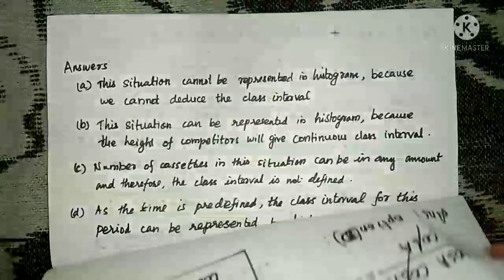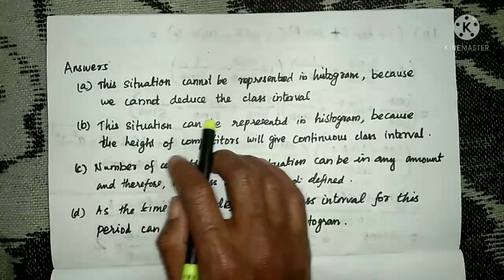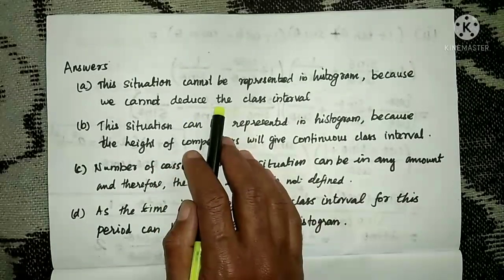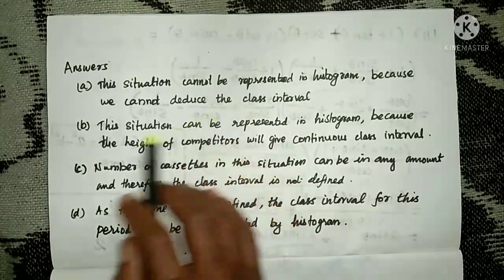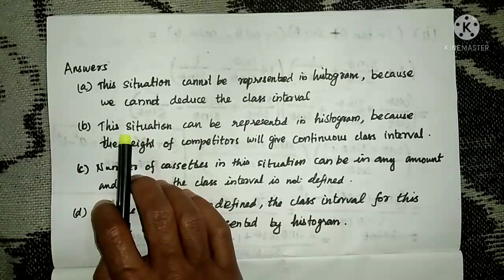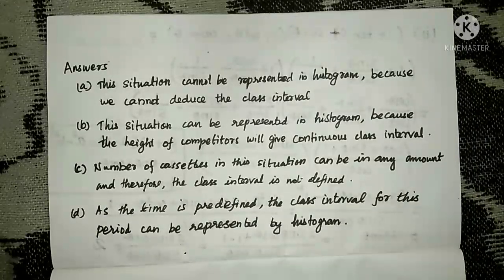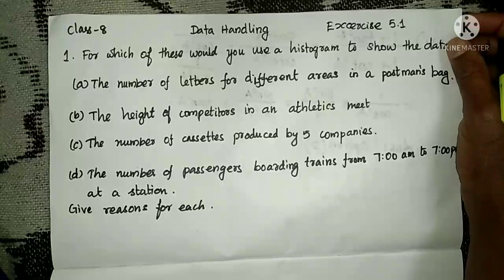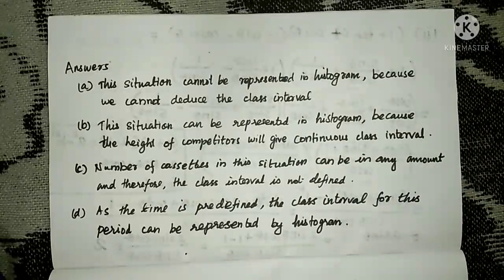So the answers for this question, the first statement answer, this situation cannot be represented in histogram because we cannot deduce the class interval. അതിൽ നമ്മൾ ഫസ്റ്റ് സ്റ്റേറ്റ്മെൻറ്റിൽ ക്ലാസ് ഇൻ്റർവൽ നമുക്ക് ക്രിയേറ്റ് ചെയ്യാൻ പറ്റില്ല. The second one, the second situation is the height of competitors in an athletic meet. So this situation can be represented in histogram because the height of competitors will give a continuous class interval.